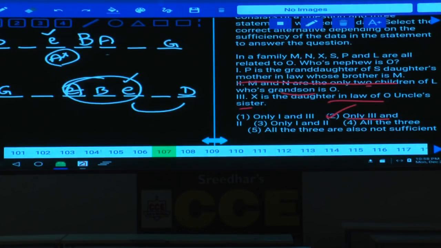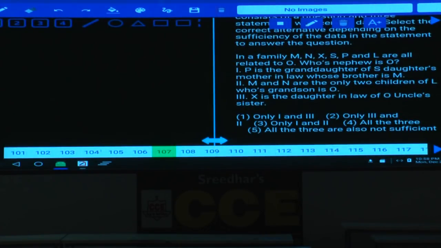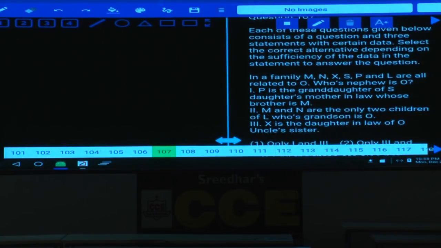Then 107. Now in this question number 107, how many members are there in the family? M, X, S, P, L and O, that means 7 persons. Then who is the nephew?